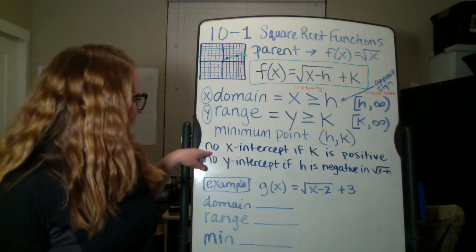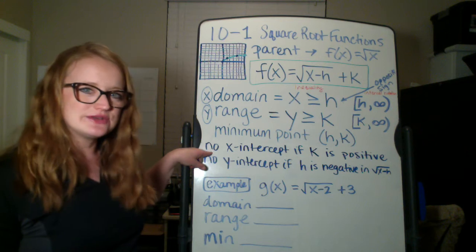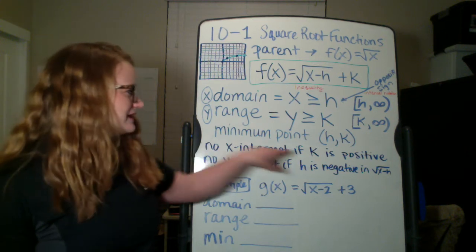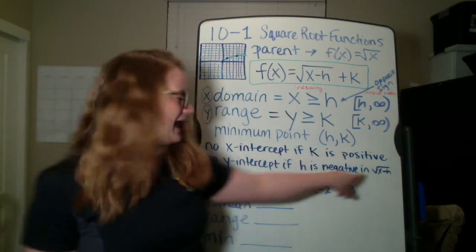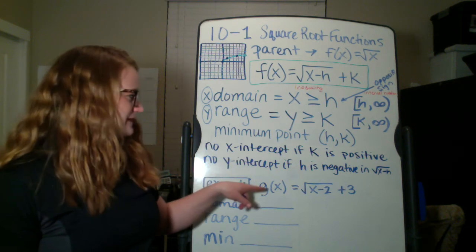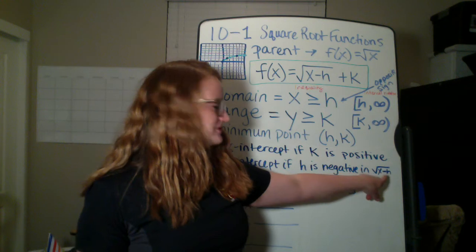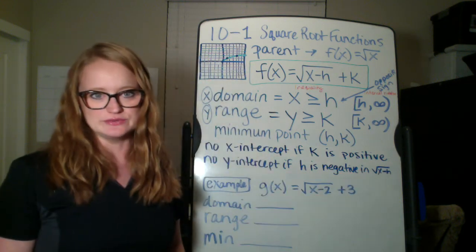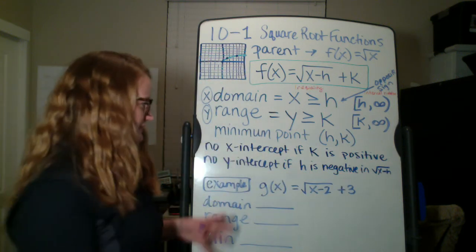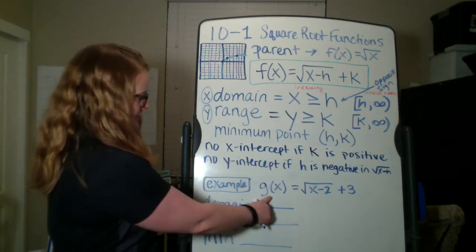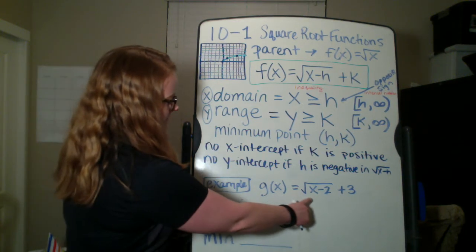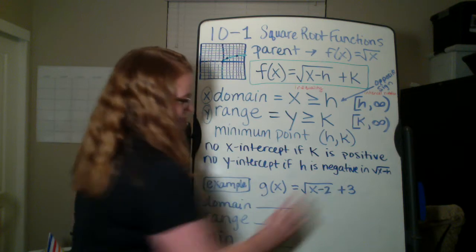Also, we need to know that there'll be no x-intercept for a graph if the k value is positive, and there's going to be no y-intercept if the h value is negative, if it's shown as a negative inside the square root. So let's think about what that means. I have an example right down here. g of x equals the square root of x minus 2, and then plus 3.